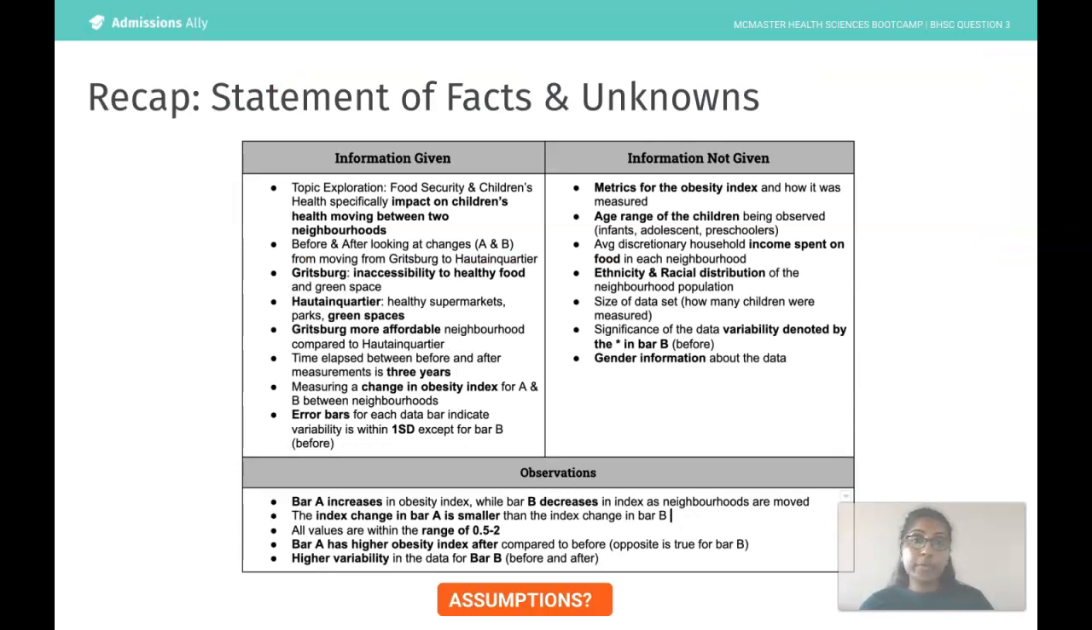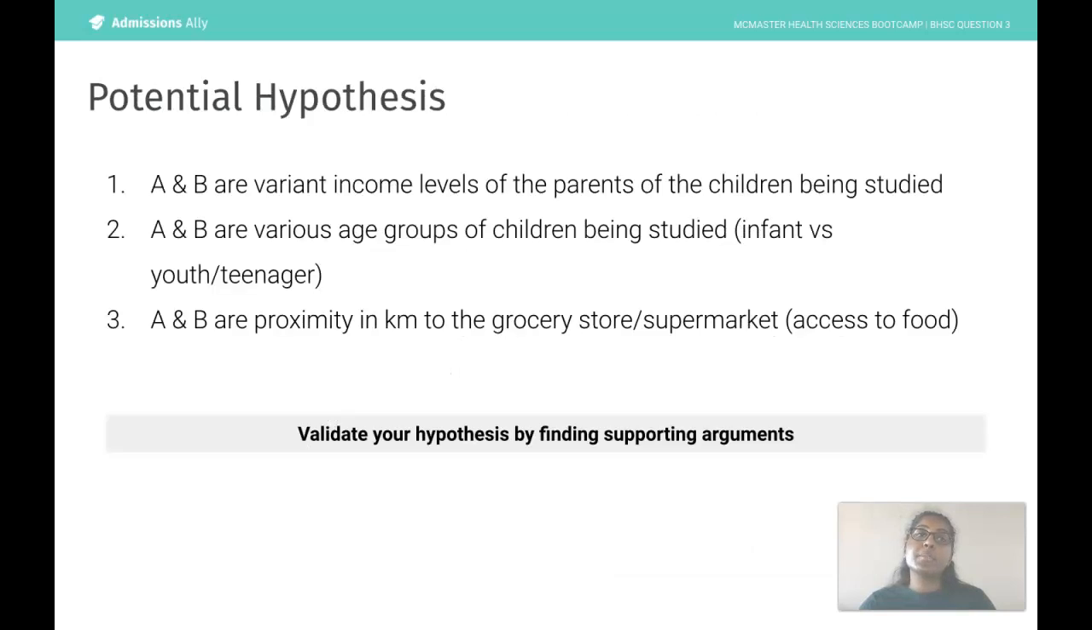So here's just a quick recap of the statement of facts and unknowns and observations and assumptions that we made, which is going to be very helpful when we build out our supporting argument tables. So based on the area that I wanted to focus on, I picked 3 hypotheses and I developed that. And again, these have varying levels of credibility, and we'll see that as we build out that supporting argument structure.